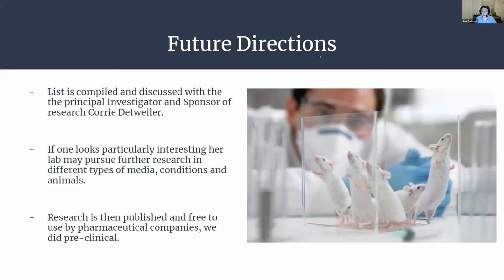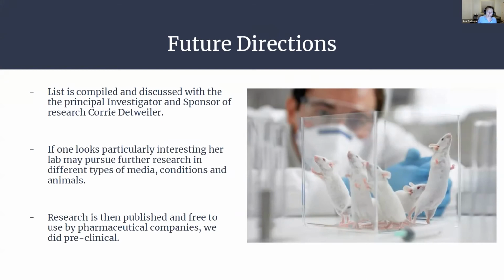So where do we go from there, right? From there, a list of the compounds that we tested that worked is compiled by our very own Pamela Harvey, and it is shared with the principal investigator and sponsor of research, Corey Detweiler. If one of the compounds looks particularly interesting, her lab may pursue future research, which would involve testing the compound in different types of media, conditions, and animals.